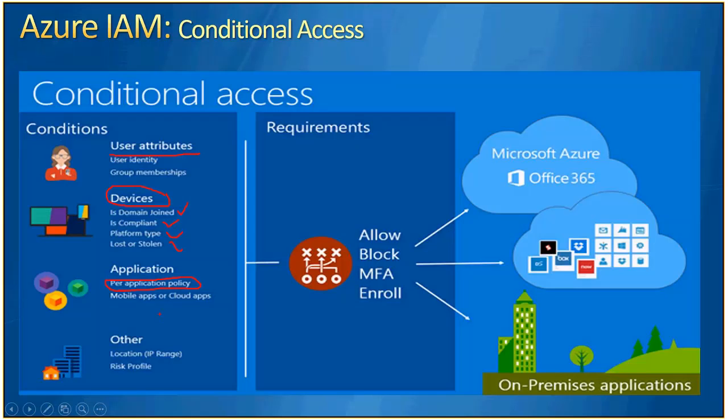In that case, you can say that I need MFA to be turned on all the time. It doesn't matter whether they're coming from intranet or from extranet, so both cases. On the left side, you can define a set of conditions, and on the right side, you see a set of requirements. The requirements could be that MFA should be turned on, or you allow it, or you block it, or you ask them to enroll for MFA. These are the four actions you can take. So that's conditional access, and this is part of Azure AD Premium.